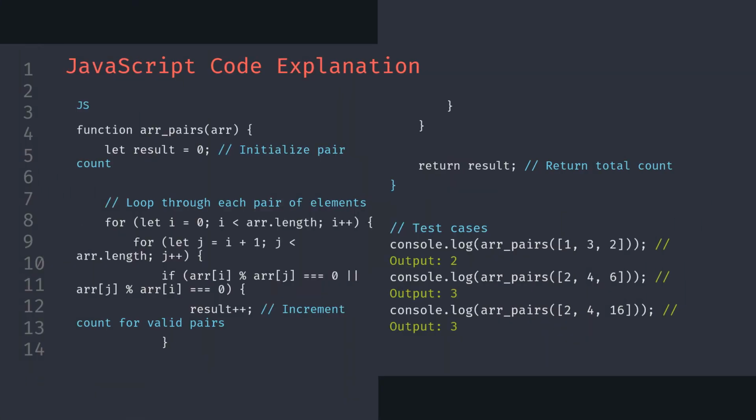This ES5 implementation uses a nested loop to compare each pair of elements, a condition to check if one element is divisible by the other, and a counter to track valid pairs. This function ensures all pairs are evaluated and the total count of valid pairs is returned.